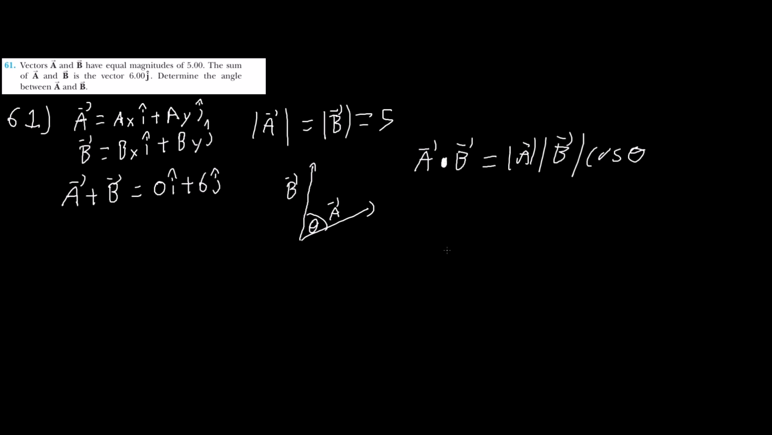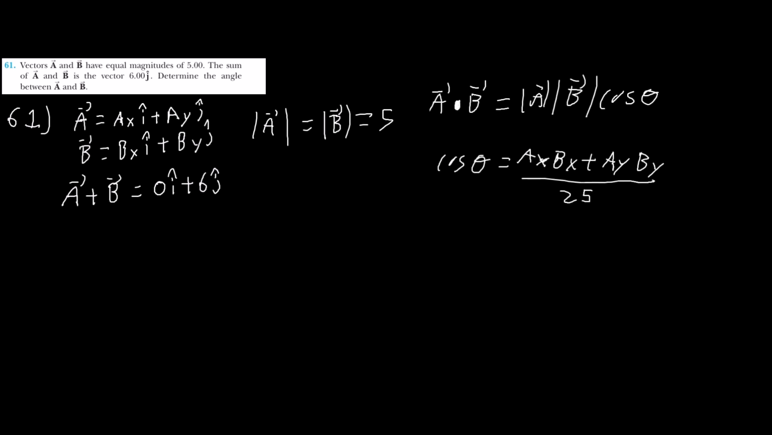So A dot B would just be AX BX plus AY BY, which we're just going to want to determine, and it's going to be divided by 25. Cosine of theta would have to equal whatever this value is. That's all the information we know.